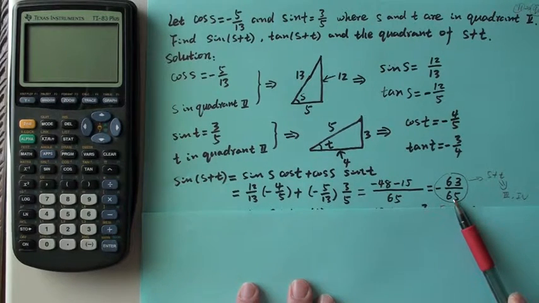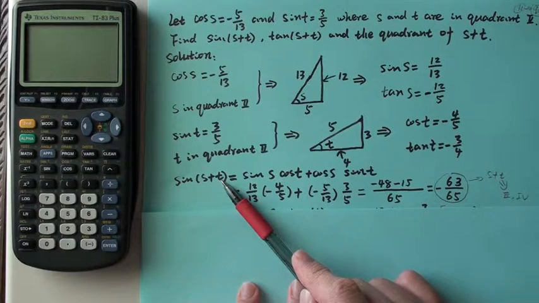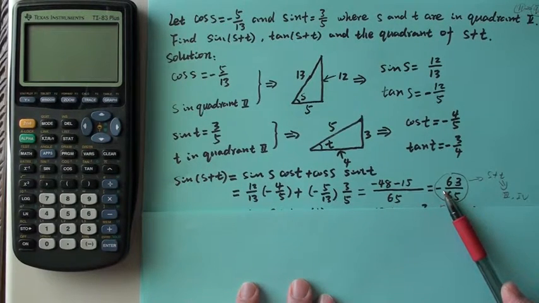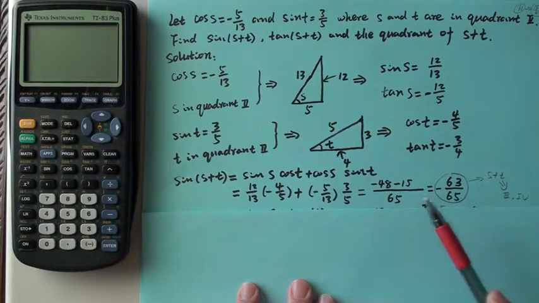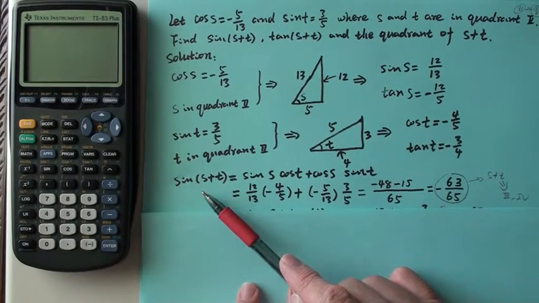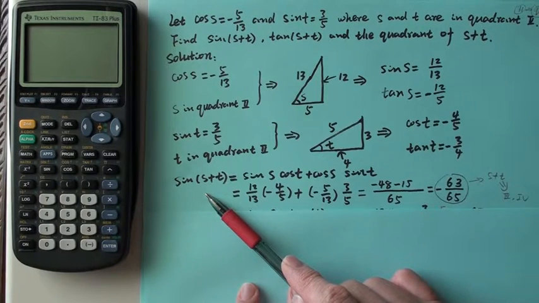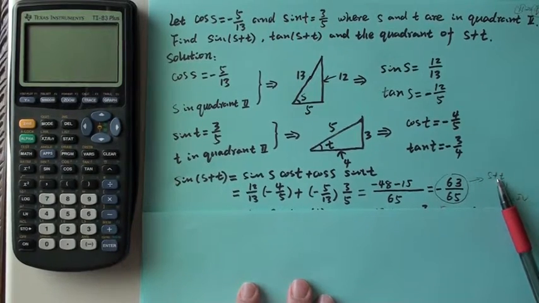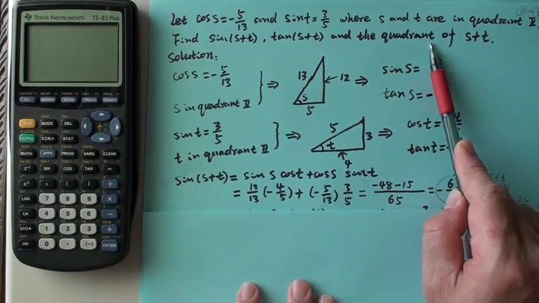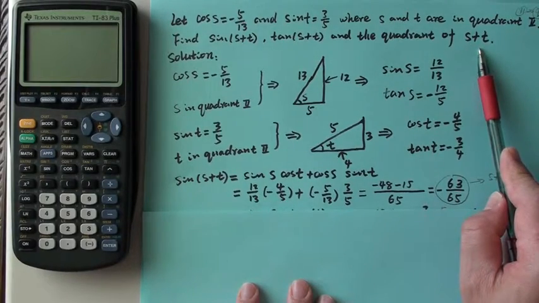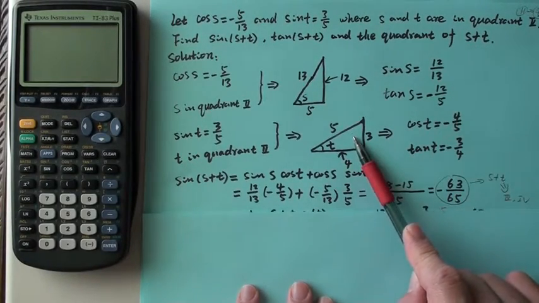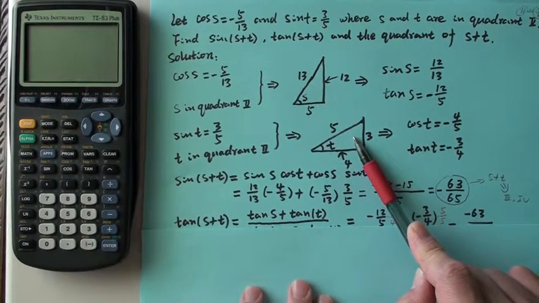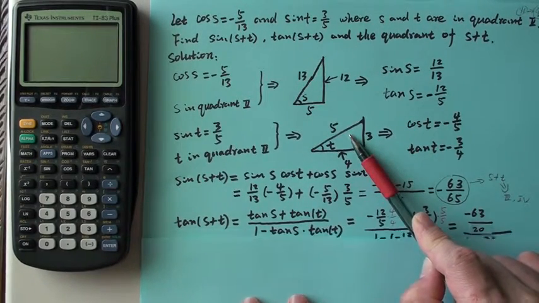Okay, now you know sine of s plus t equals a negative number. Then you know sine is negative in quadrant 3 and 4. So you may conclude here that s plus t is in either quadrant 3 or quadrant 4. But here we have to find out exactly where it is. Then you know, no problem. We are going to work on tangent to see what's going to happen.